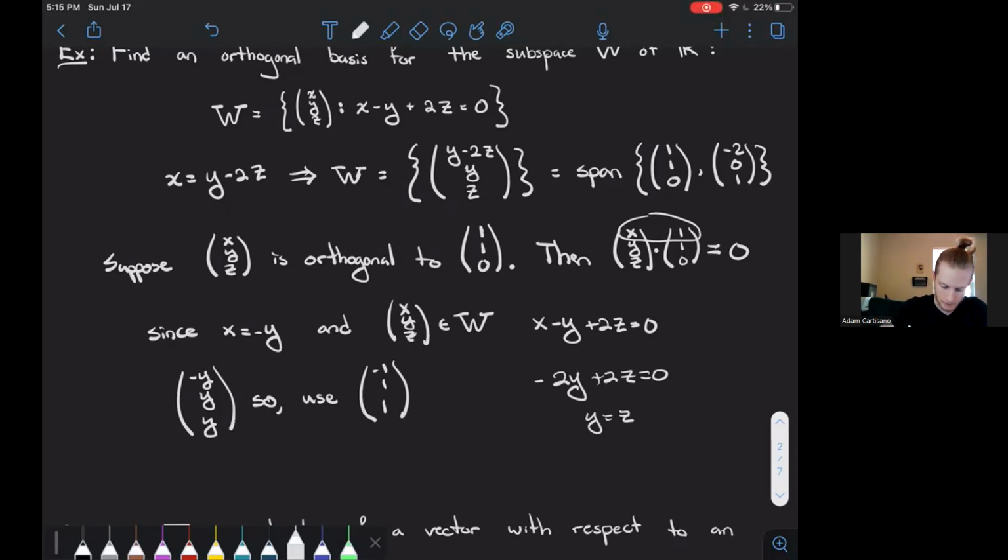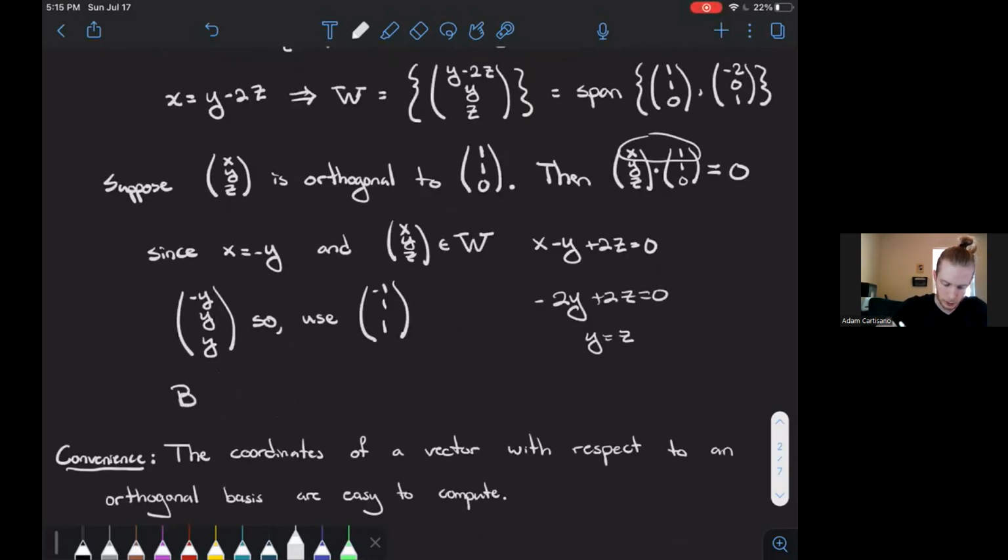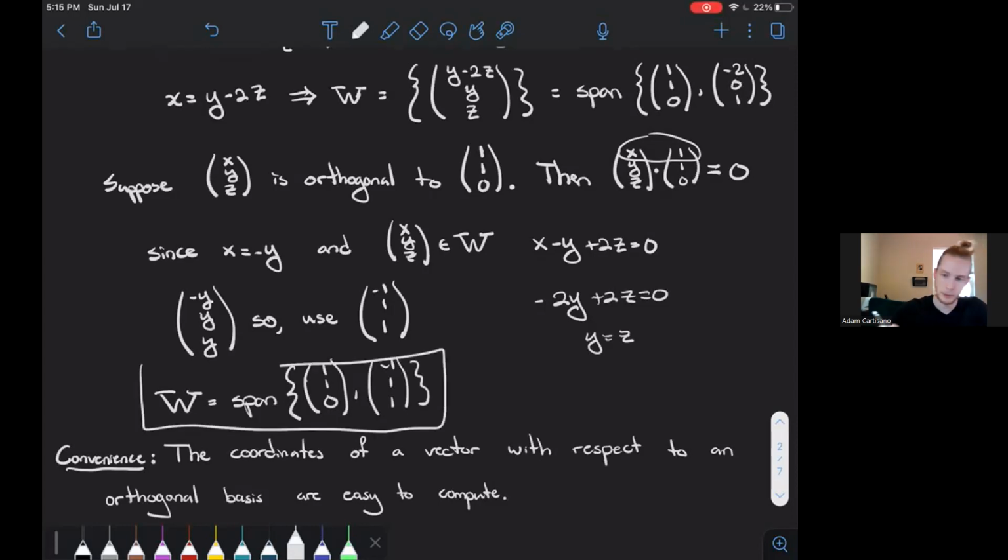So the basis, I'll just put W equals the span of 1, 1, 0, like we had, and now negative 1, 1, 1. We'll have a much better process for this come 5.3. In fact, a process that works anytime.